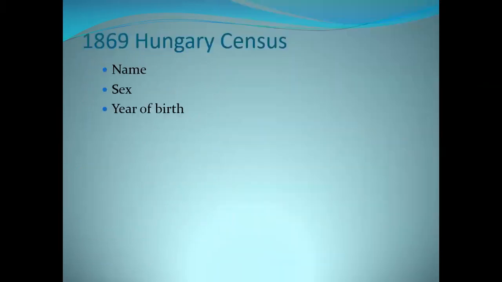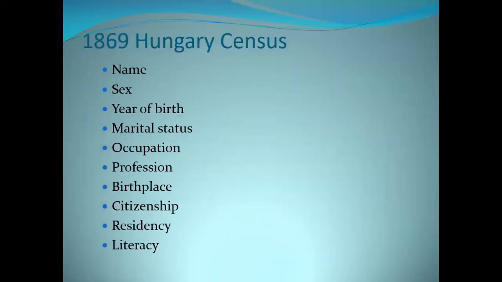The 1869 census. I thought I had turned that stuff off, but this is an every person census. You get name, sex, year of birth, marital status, occupation, and profession. Not necessarily the same thing in the Hungarians' minds. Where they were born, citizenship, residency, literacy. And it's a lot of cool information to have on your family members.